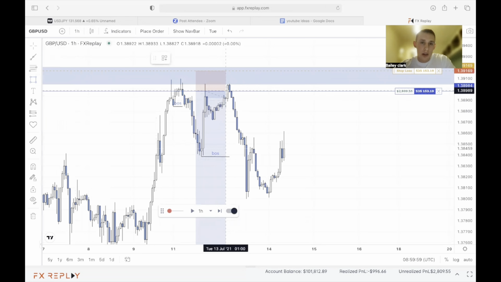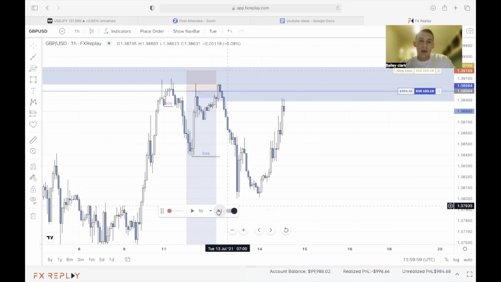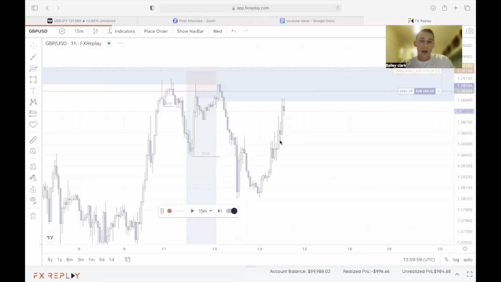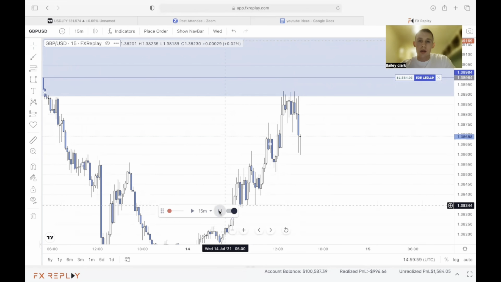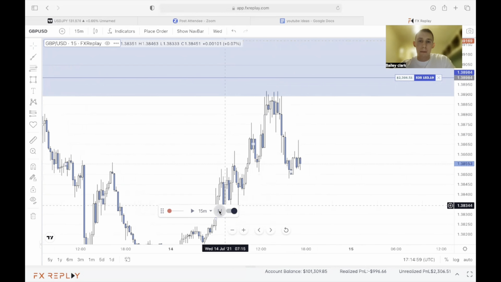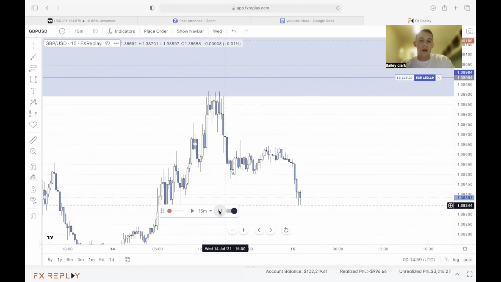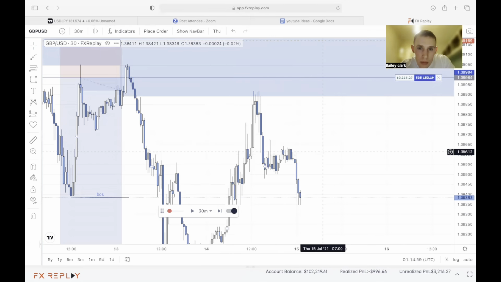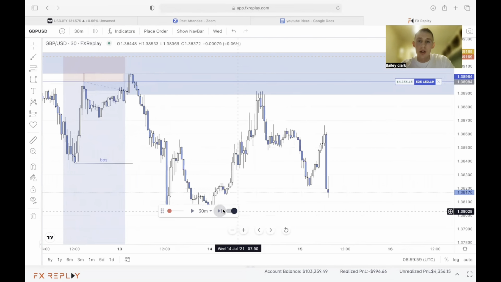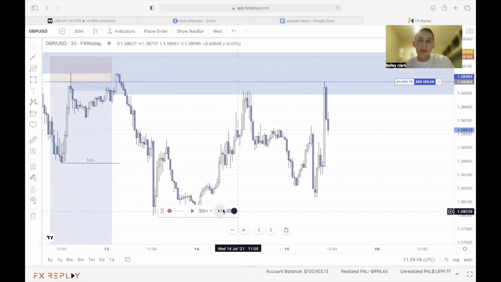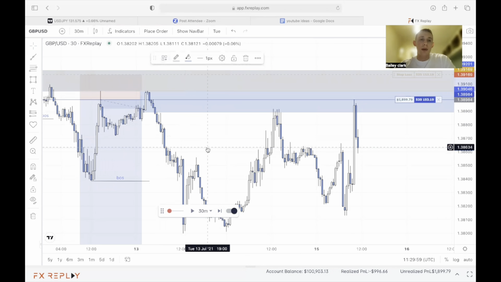I may look for another entry if price comes and retests this. All right, there we go. We got the retest. Now let's look for a structure. Not really seeing anything valid at that point. All right, so got another retest. Change the color of this one actually so it's a bit more clear.